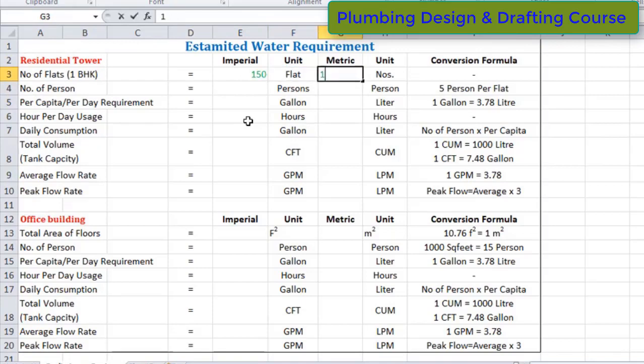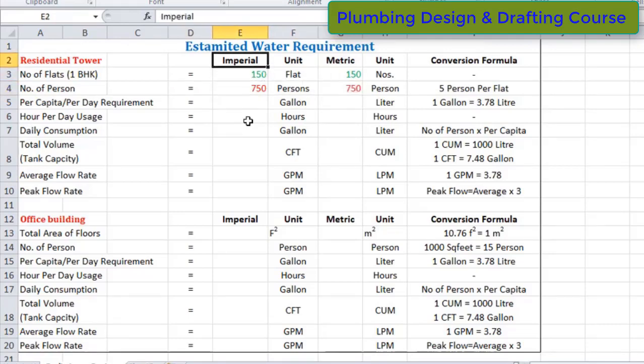So here I will mention the 150 flats. Number of persons, I have taken here 5 per flat because the parents, couples and the children are there. So on average I have taken 5. So here I will calculate the total number, and that will be 150 multiplied by 5. So this is 750 persons in the total residential tower. The same I'll mention here also.